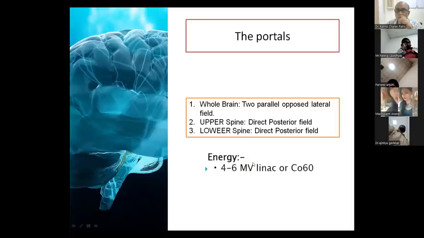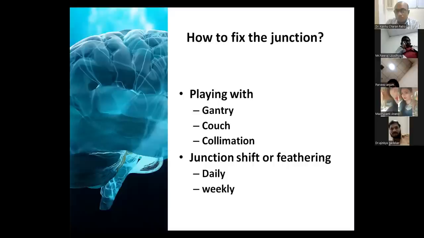How to fix the junction? As I told you, the cranial field and spinal field junction is very problematic. So we have to play with gantry rotation, couch rotation, and collimation. These rotations we should shift daily or weekly. Usually that is called feathering. Weekly is better; daily is more exhaustive. So always try to fix the junction.